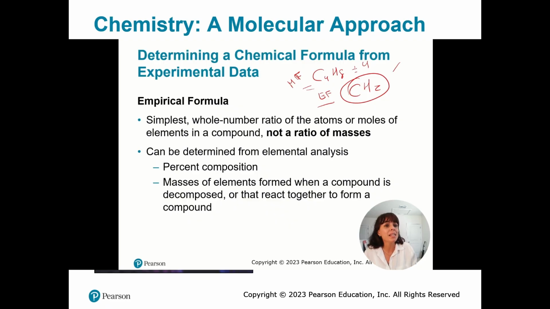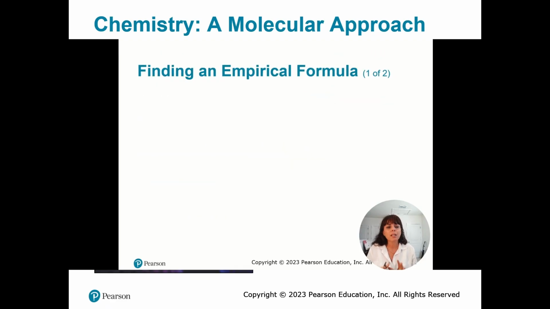That doesn't represent the real molecule, the real quantity of each atom in the molecule, but that is the simplest number ratio. So it can be determined from elemental analysis through percent composition, or masses of elements formed when a compound is decomposed or that reacted together to form a compound. So let's practice a little bit because this is the only way to understand better how to get the empirical formula, how that works. Here are the steps that you need to do to get the empirical formula.